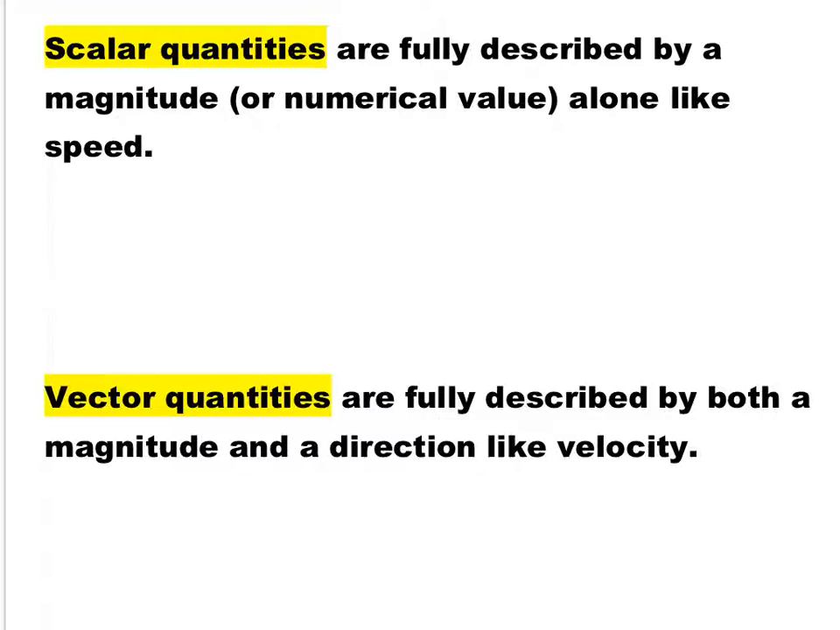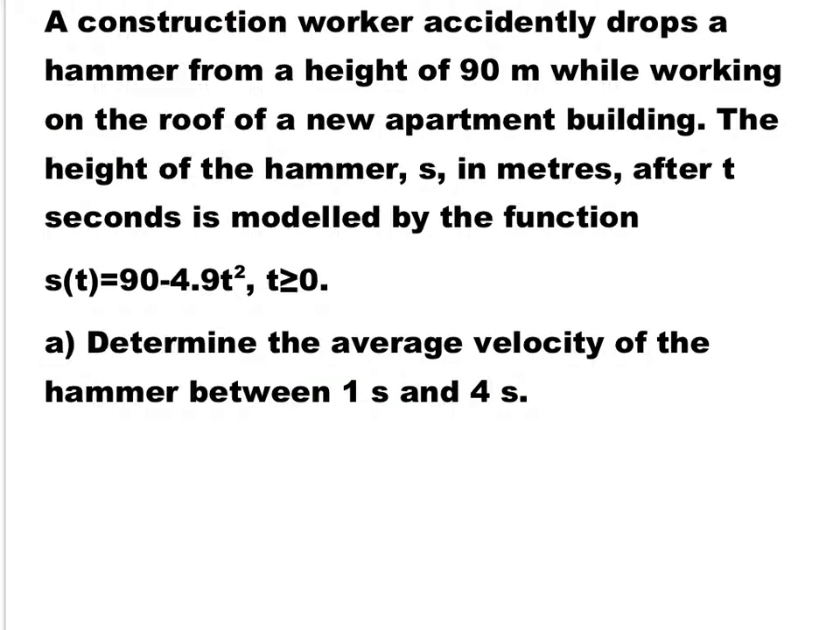So there is a big difference between velocity and speed. Speed is a scalar quantity. There is no direction associated with that one. But a vector quantity, like velocity, needs a direction at the same time as the magnitude. In this example, we have a construction worker who drops a hammer from a height of 90. The height of the hammer, s in meters after t seconds, is modeled by this equation, where t has to be greater than or equal to 0.